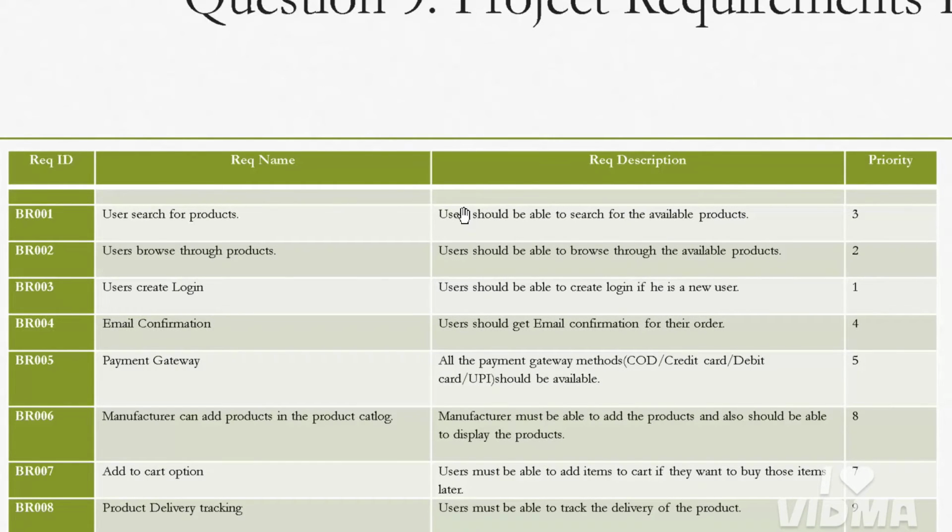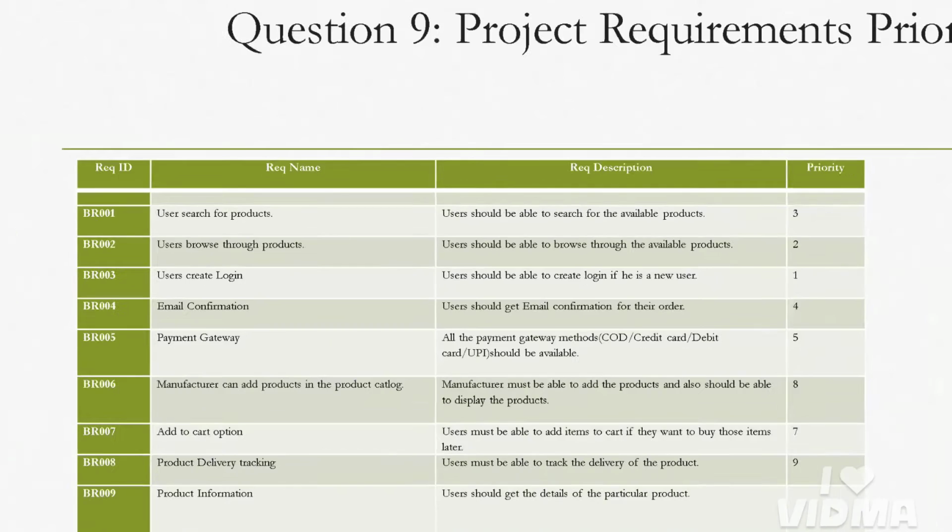And for this requirement, as a BA, how will you give the priority? From 1 to 10, how will you give the priority? That you need to add.